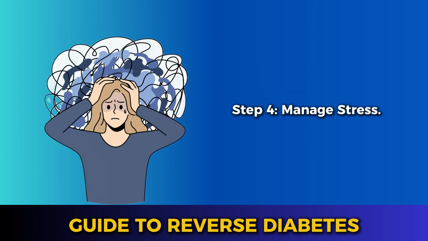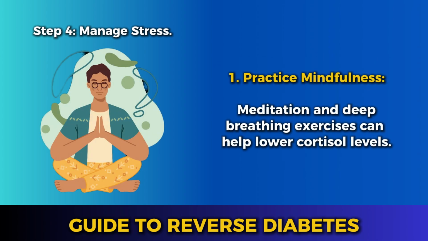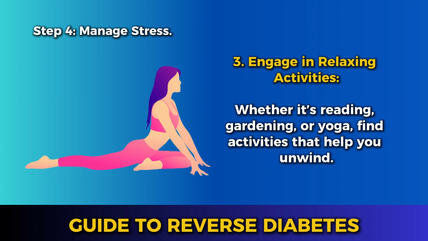Step 4. Manage stress. Stress can wreak havoc on your blood sugar levels by increasing cortisol, a hormone that makes insulin less effective. To reverse diabetes, managing stress is crucial. 1. Practice mindfulness. Meditation and deep breathing exercises can help lower cortisol levels. 2. Get adequate sleep. Aim for 7 to 8 hours of quality sleep each night, as poor sleep is linked to insulin resistance. 3. Engage in relaxing activities. Whether it's reading, gardening, or yoga, find activities that help you unwind.